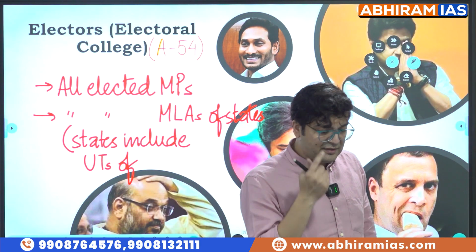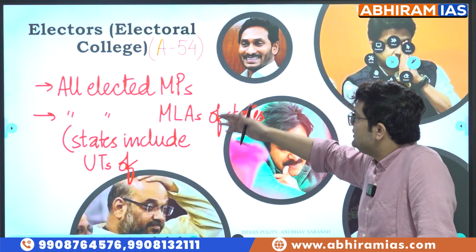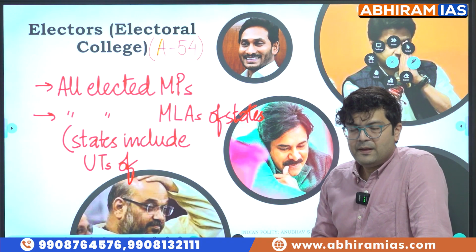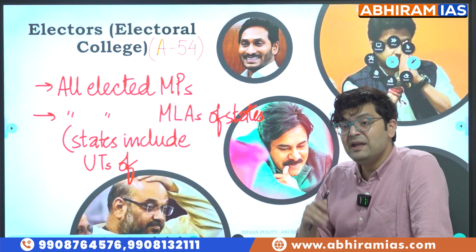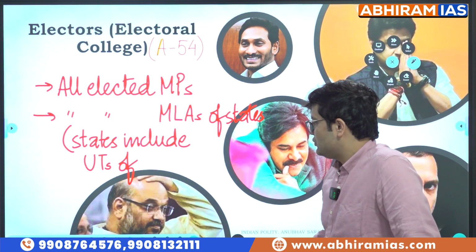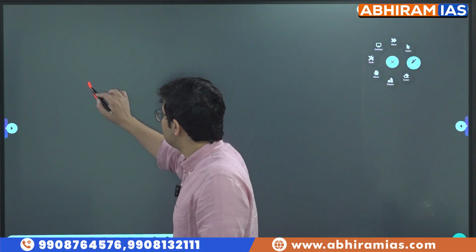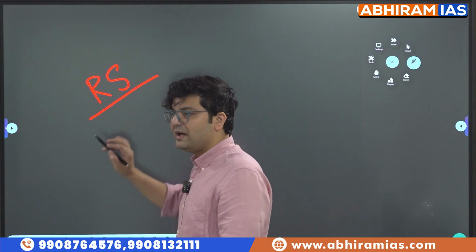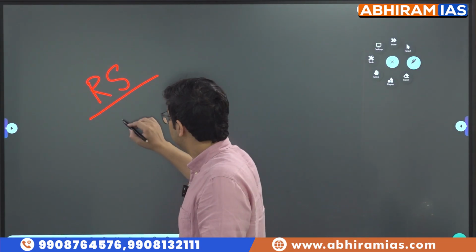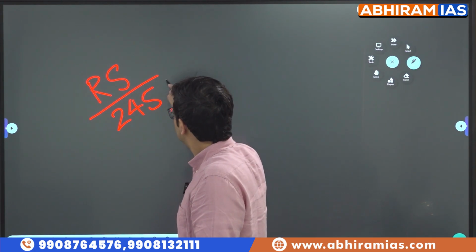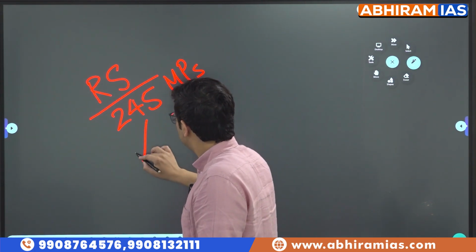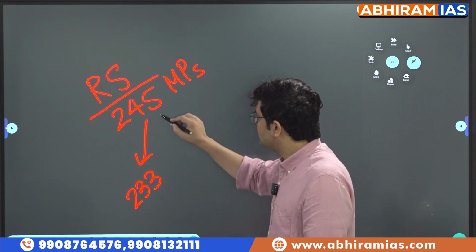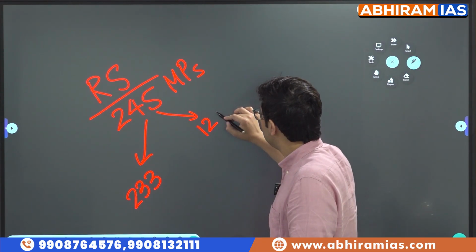Which also helps us understand one more point: these are people who are included in the Electoral College voter list, and who are not included. All elected members are included, but nominated MPs are not. In the case of Rajya Sabha, there are 245 MPs in total. Out of these 245 MPs, 233 are elected, indirectly but elected, and the other 12 MPs are nominated.